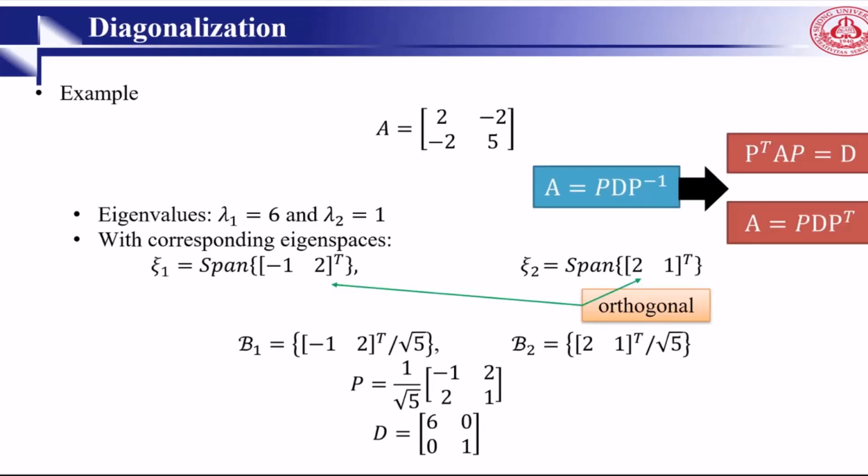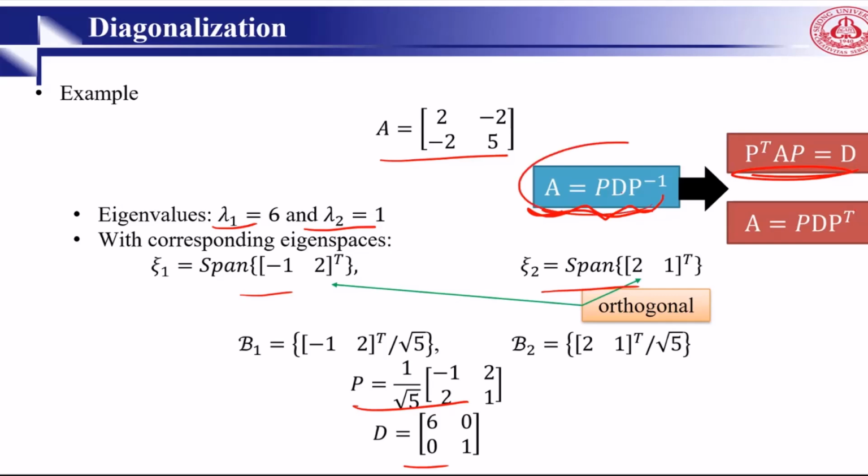Look at the example again. This was our matrix, and we came up with these eigenvalues and eigenvectors as a span. Then we come up with P and D. These properties hold: A equals PDP inverse. You already know this one for diagonalization. And we have two new properties. Transpose of P multiplied by A multiplied by P is D. This is a new characteristic. And A is equal to PDP transpose.